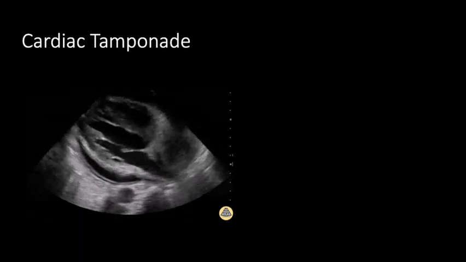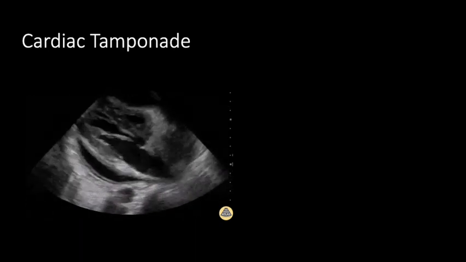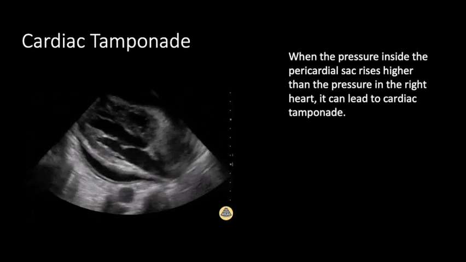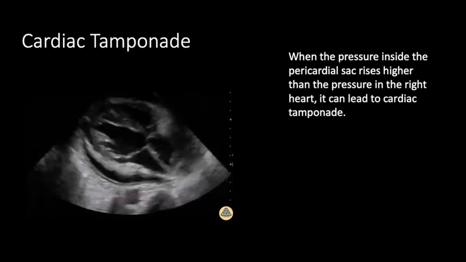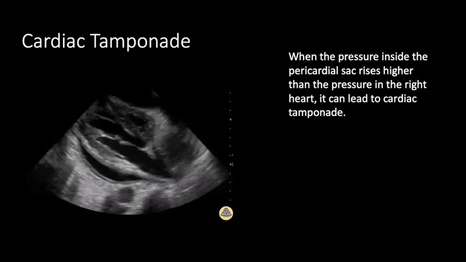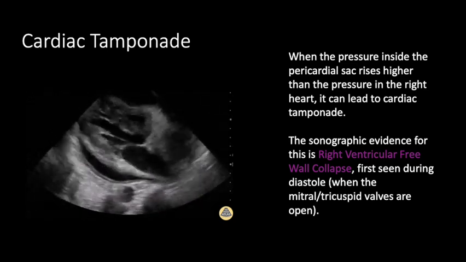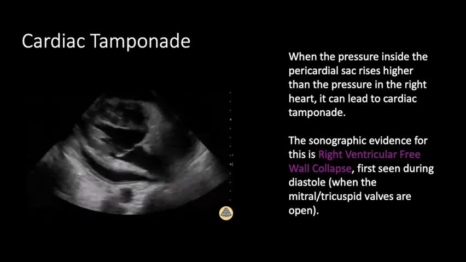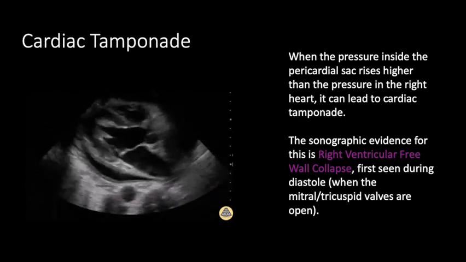Now, effusions can become even more distressing when we start to see evidence of cardiac tamponade. So as pressures inside the pericardial sac rise with accumulating fluid, the pressure in the right heart can sometimes be exceeded by the pressure inside the pericardial sac, and this can lead to cardiac tamponade. The sonographic evidence for this is right ventricular free wall collapse, which is first seen during diastole when the mitral and tricuspid valves are open.